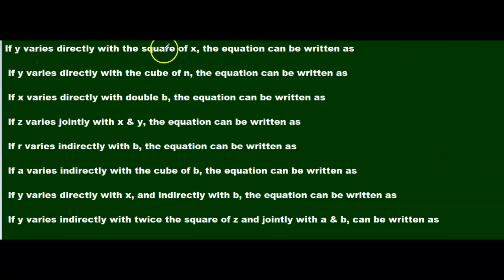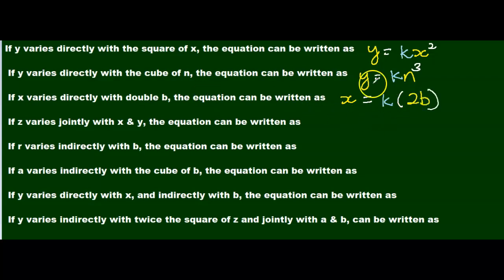So let's try writing some equations when you're given a word problem. If Y varies directly with the square of X, we can write the equation as Y equals K, which is our constant of proportionality, X squared. If Y varies directly with the cube of N, the equation can be written as Y equals KN cubed. If X varies directly with double B, we can say that X equals K times 2B, with K being the constant of proportionality.